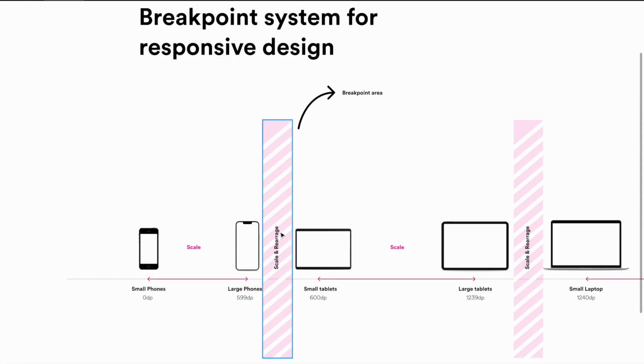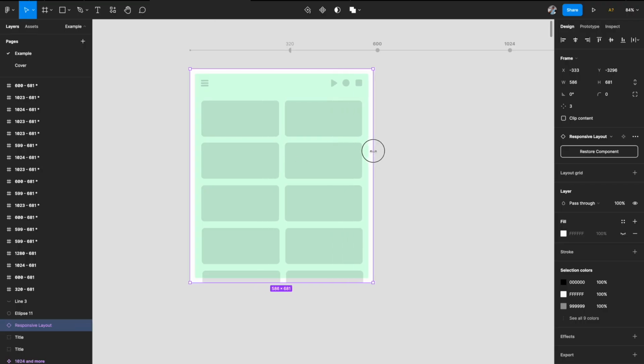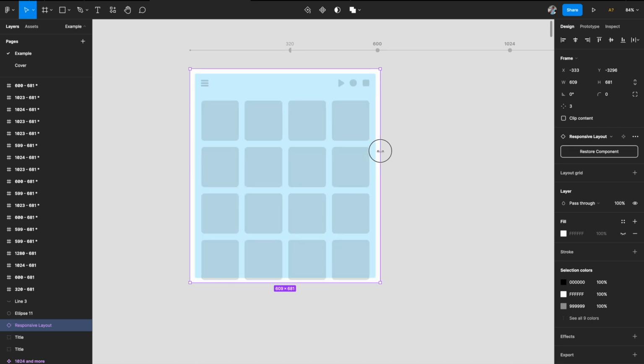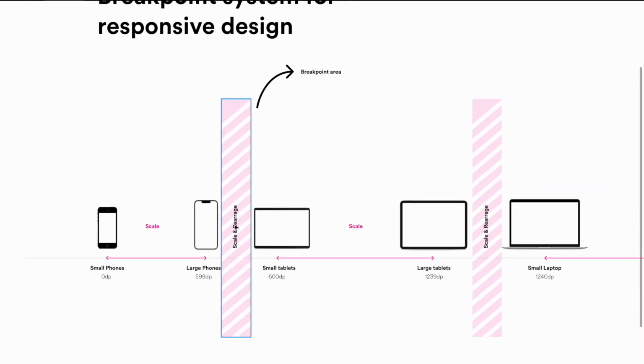Whereas when you hit the breakpoint, when you're moving from one type of device to another, for example from large phones into tablets, at this particular stage you do scaling and rearrangement. If I show you again in this example, I was just scaling things up, and as soon as I hit tablet territory, there's a rearrangement happening. Scaling is also happening, things have gone smaller, but it's also rearranging itself. Now you see 4 elements in one view. That's what happens when you hit the breakpoint area, and this is the breakpoint area.